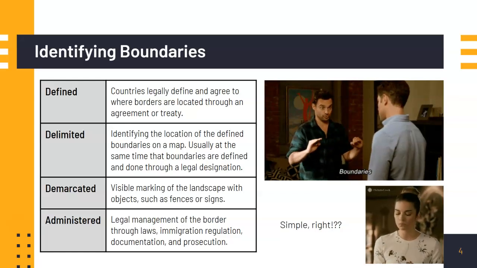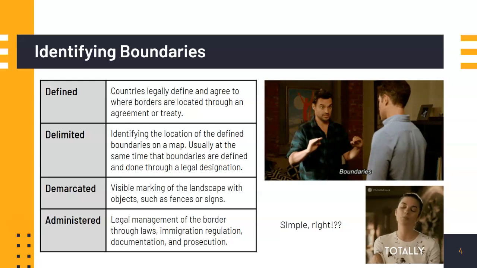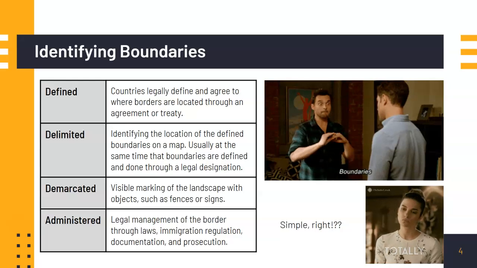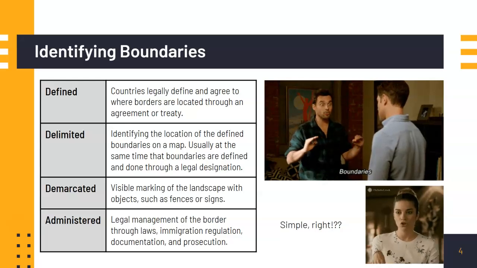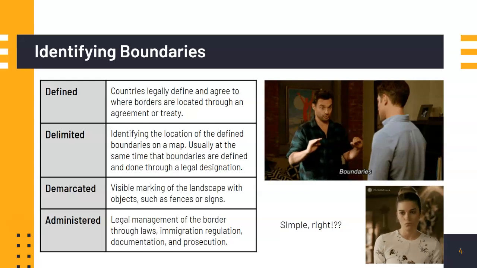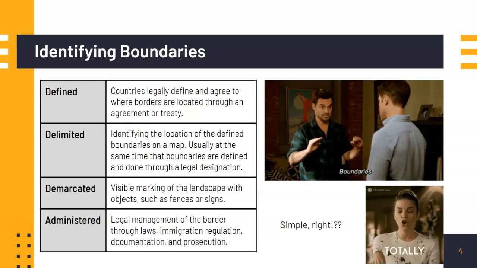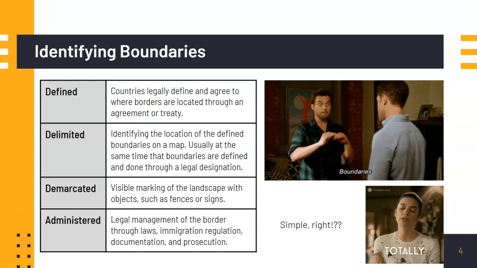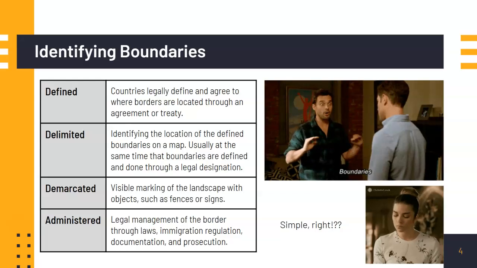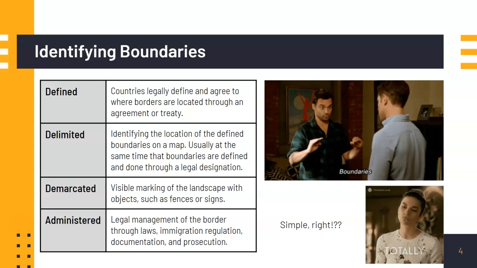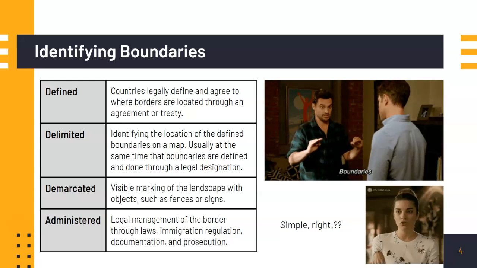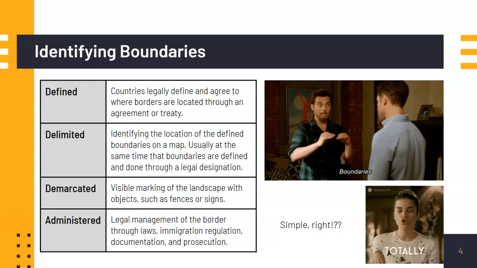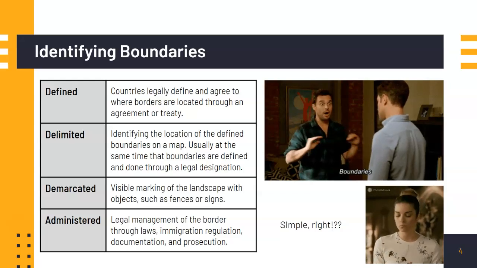Lastly, boundaries are administered, which refers to how the border is legally managed and regulated. This includes the enforcement of laws, the control of immigration, the regulation of trade, and the prosecution of any illegal activities that take place at the border. Administering a boundary ensures that a country can maintain its sovereignty and control over the land within its borders. Together, these steps, defining, delimiting, demarcating, and administering, help ensure that boundaries are clear, respected, and managed properly, allowing countries to exercise control over their territory.